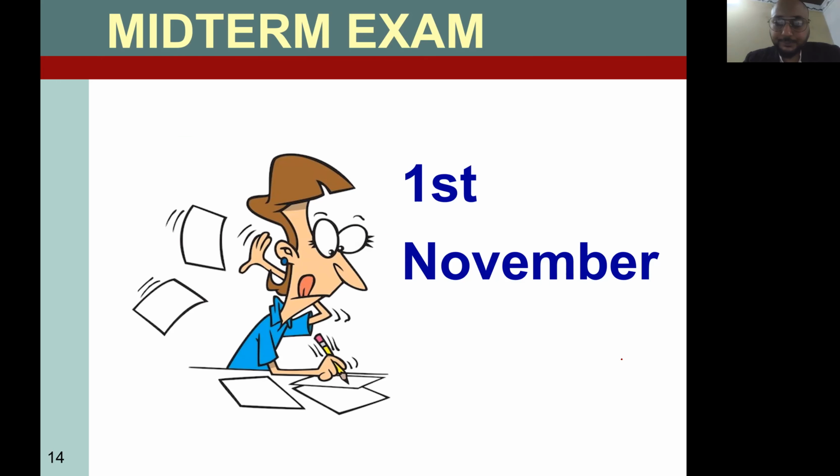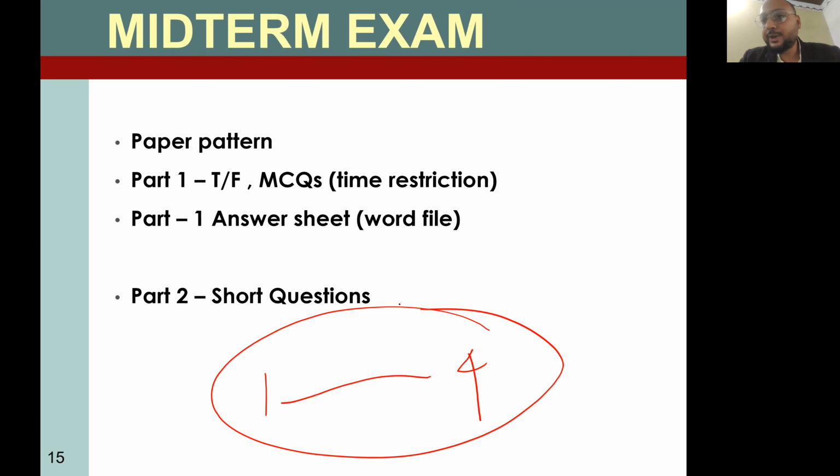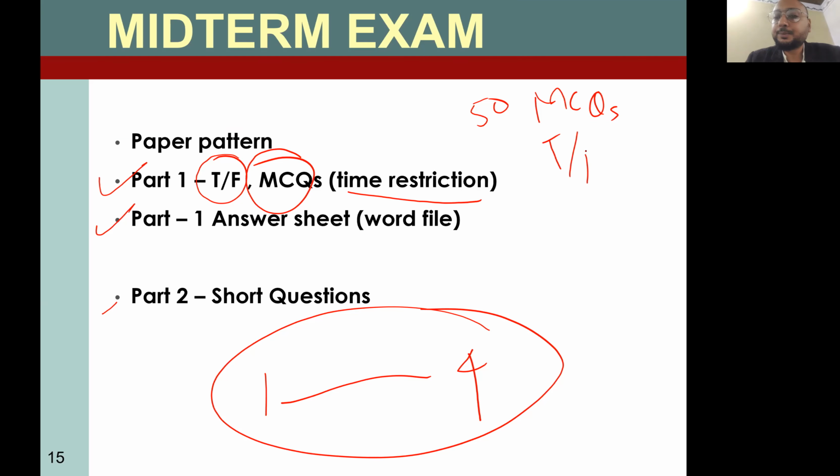So remember, our midterm is on 1st of November. Up till now, what we have discussed, chapter 1 to chapter 4, till exchange rate determination, we will be including that. And remember, the paper pattern is going to have two parts, part 1 and part 2. Part 1 is comprised of true/false and MCQs, and it's going to be time restricted. I'm going to give you 50 MCQs and true/false, and I'm going to give you 50 minutes to do that.